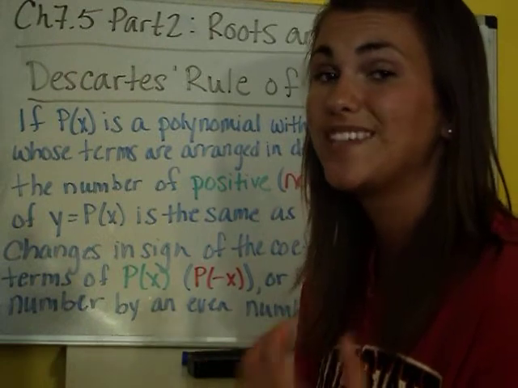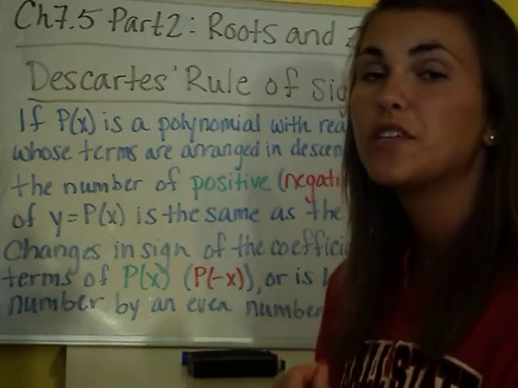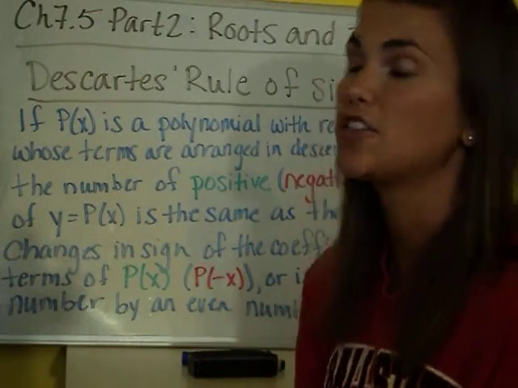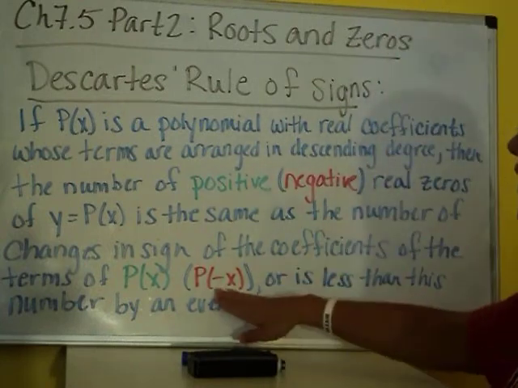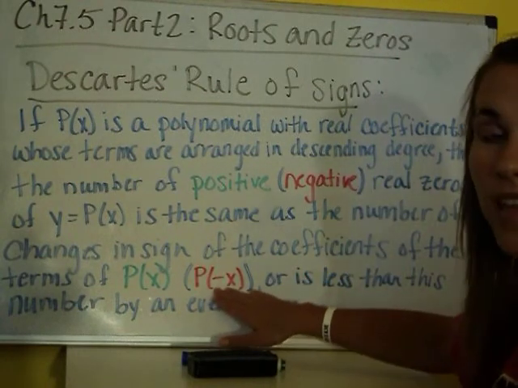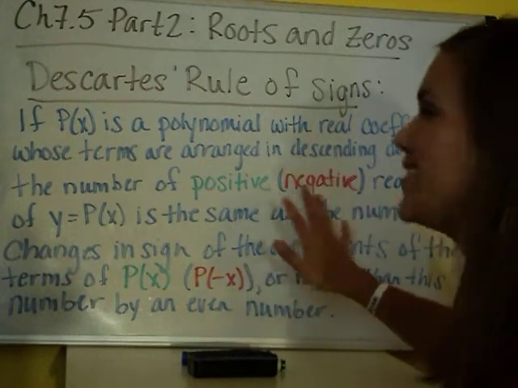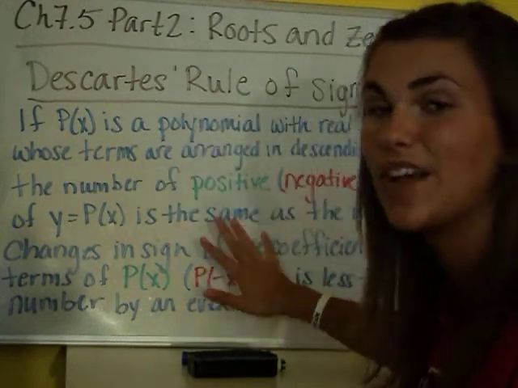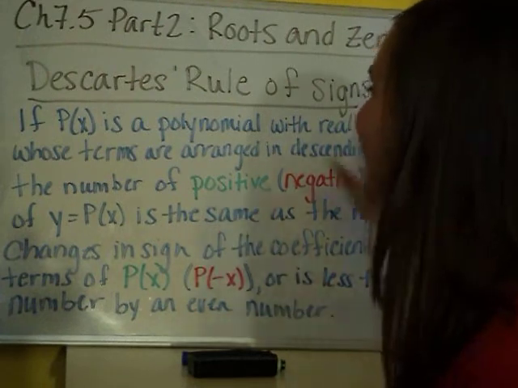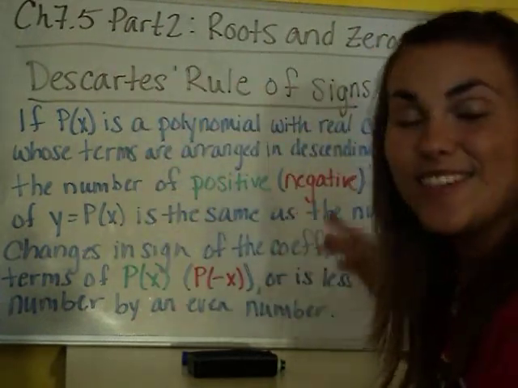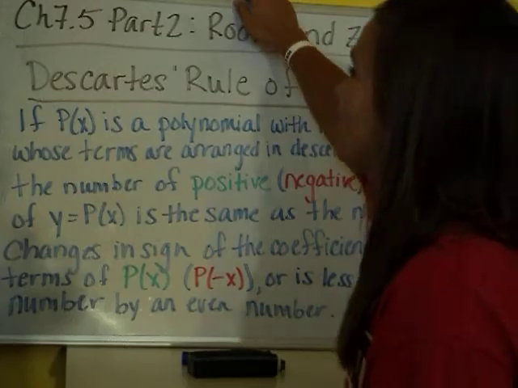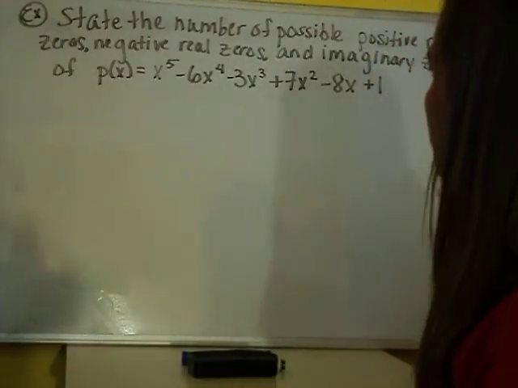Negative roots, it's going to be the same concept. However, to find the initial number that you're going to start with, you have to plug in negative x and simplify. We're going to walk through a couple of examples. This is very wordy. The process itself is actually a lot simpler than what this is making it out to be. So make sure this is in your notes, and we'll move on to application of Descartes' rule.